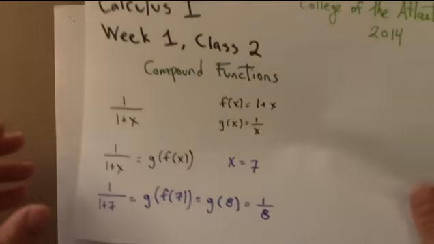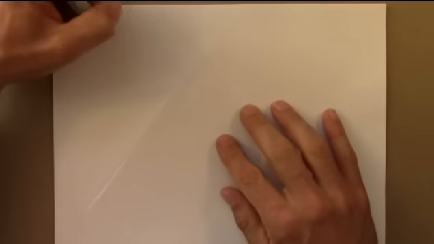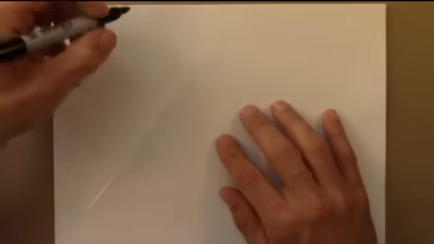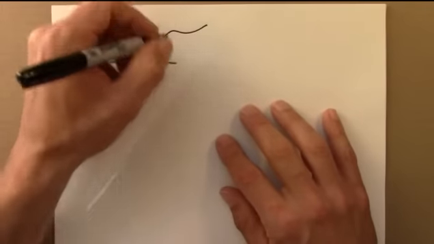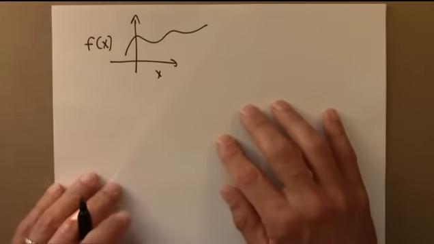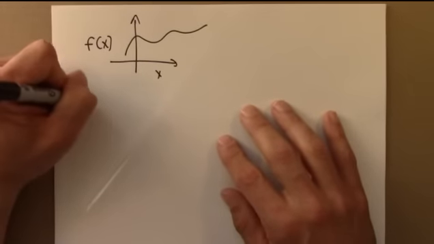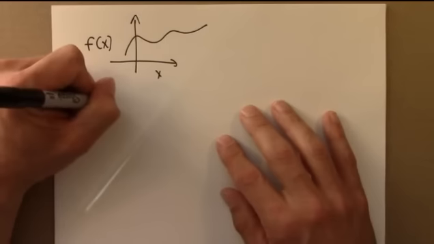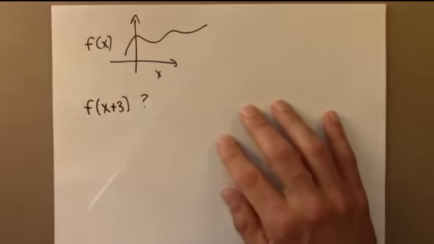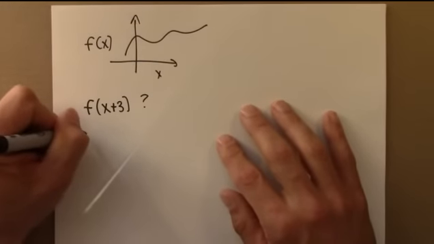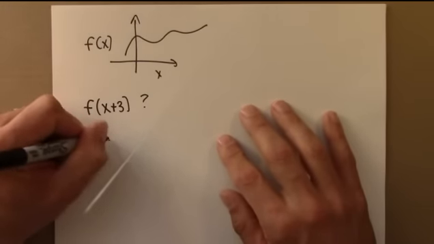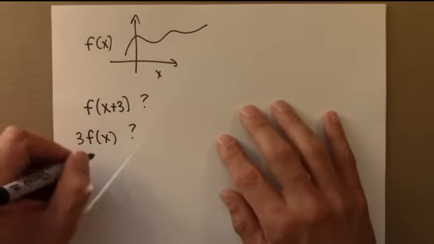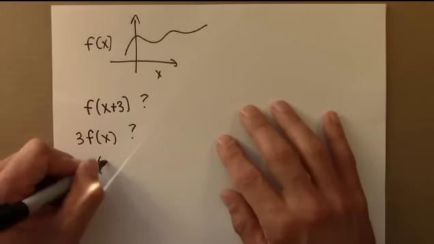So what we'll do next time in class on Thursday is we'll talk about some sort of special types of composite functions. By that I mean, suppose we have some function f of x. Maybe you have a graph. Who knows? Maybe it looks something like that. And then you could say, well, what would happen if I replaced f of x with f of x plus 3? What would that look like? Or if I replaced f of x with 3 f of x? Or if I replaced f of x with f of 3x?